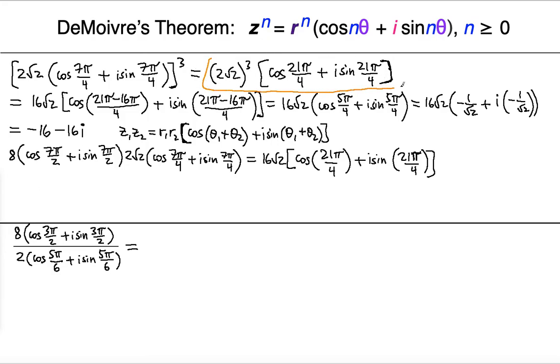Notice that this part is the same as this part, because this thing cubed is giving you 16 radical 2, which is here, and the rest is exactly the same: cosine of 21 pi over 4 plus I sine 21 pi over 4. So I'm not going to go any further. As you can see, it will lead to the same work.